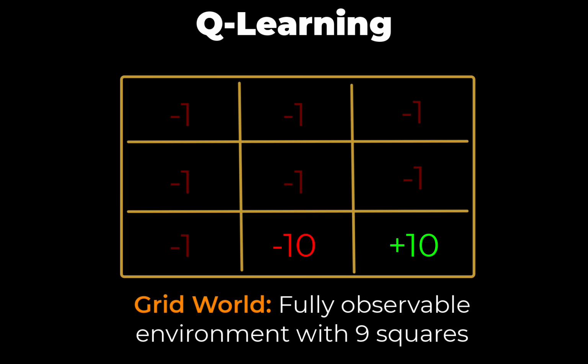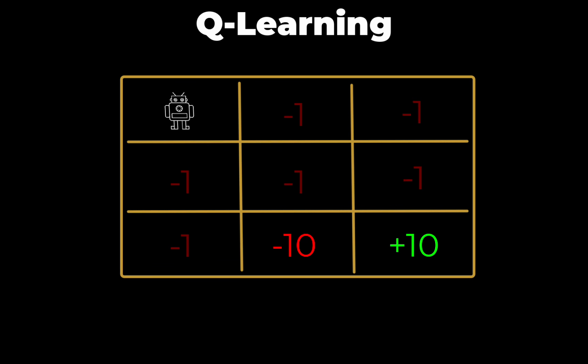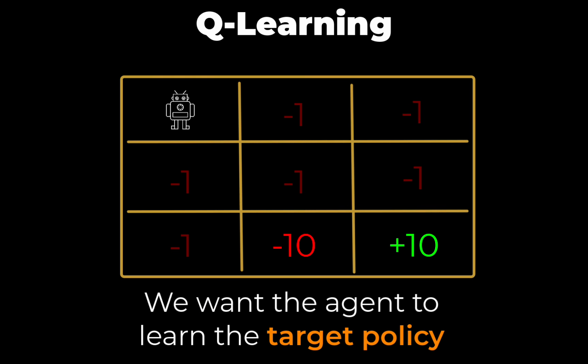So this here is a fully observable environment with 9 squares, and there's a plus 10 reward square, a minus 10 poison square, and other rewards is -1 for any other square. Now, the goal of our agent is to get to this plus 10 reward spot in the best possible way. And more technically, we want the agent to learn an optimal policy. This is known as the target policy.